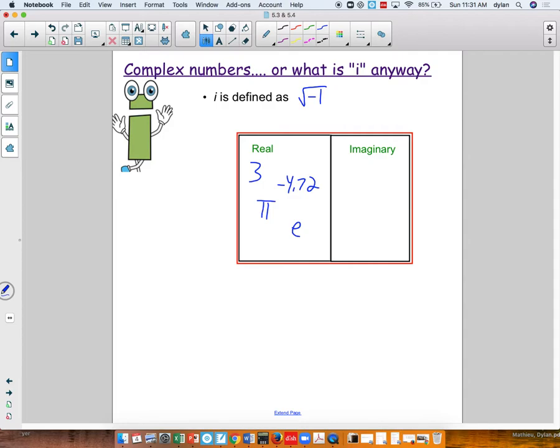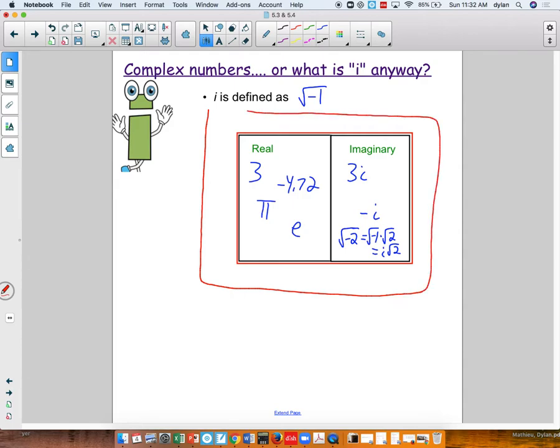Now, imaginary numbers would be something like 3i or negative i. An imaginary number is going to have the square root of negative 1 built into it. Or you could think of something like the square root of negative 2 would be an imaginary number. Now the square root of negative 2 is really the same thing as the square root of negative 1 times the square root of 2, which is really the same thing as i root 2, which again is an imaginary number.